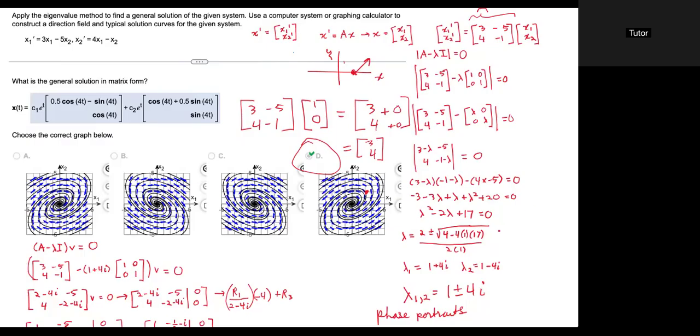And because it is spiraling outwards, the origin is classified as unstable. However, if this was spiraling inwards, the origin would have been stable. So just keep those facts in mind.